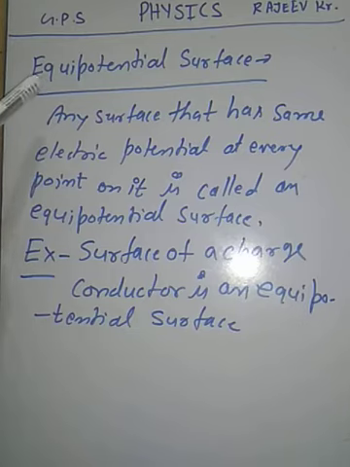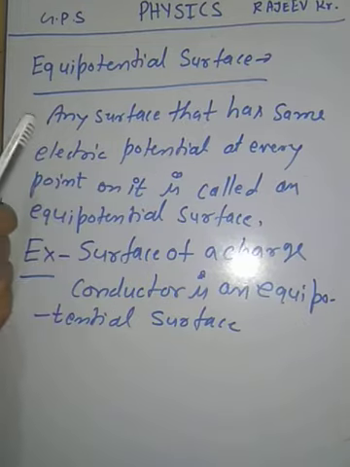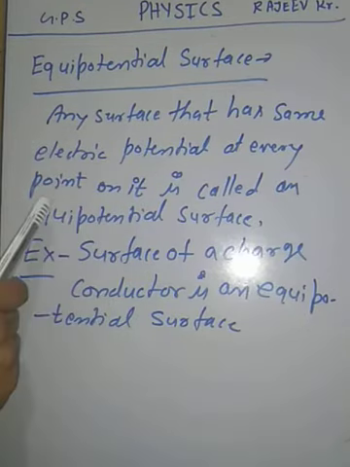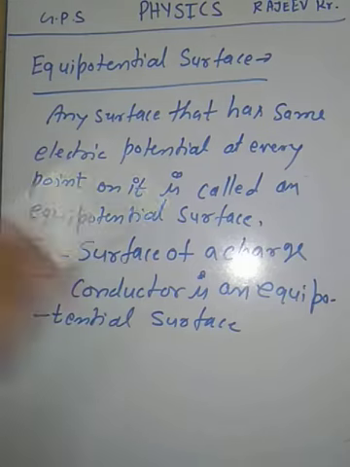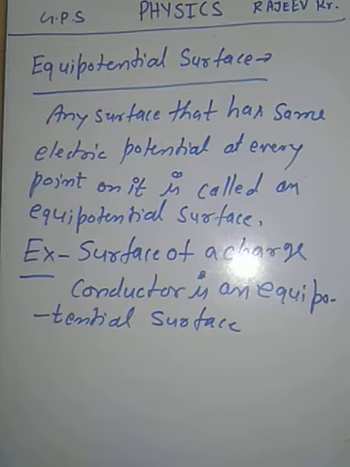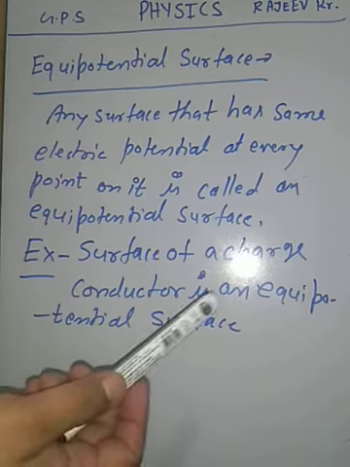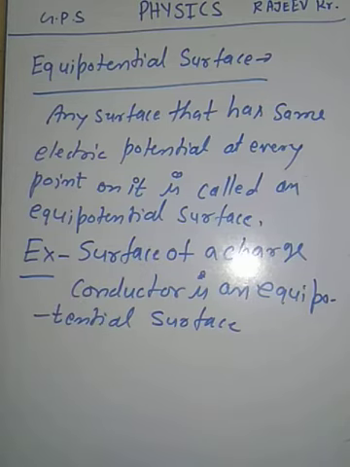Now the next topic is equipotential surface. Any surface that has the same electric potential at every point on it is called an equipotential surface. Equipotential means equal potential, at every point of which the potential is the same, and the surface is known as equipotential. For example, the surface of a charged conductor is an equipotential surface. That is, at all points of the surface of a charged conductor the value of potential remains the same, therefore we call the surface of a charged conductor an equipotential surface.